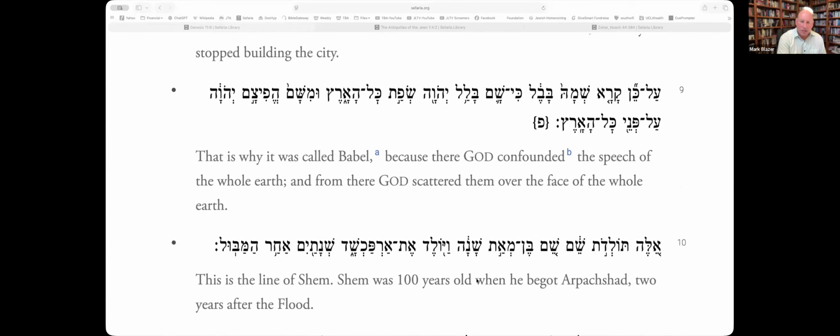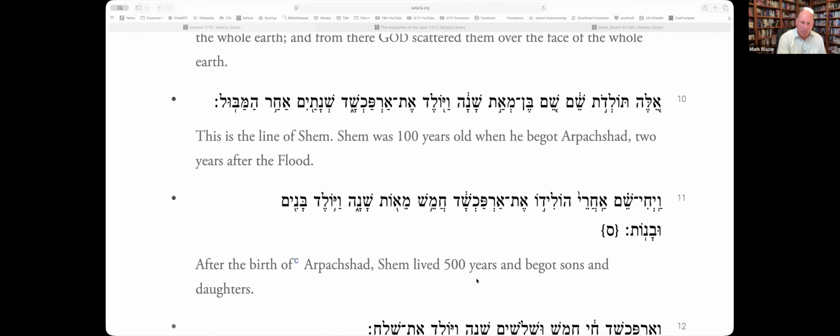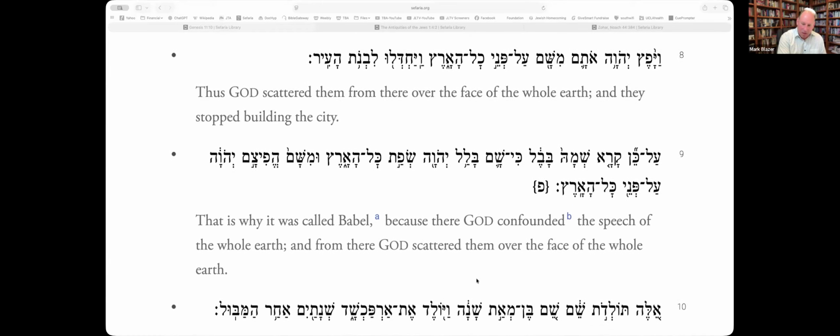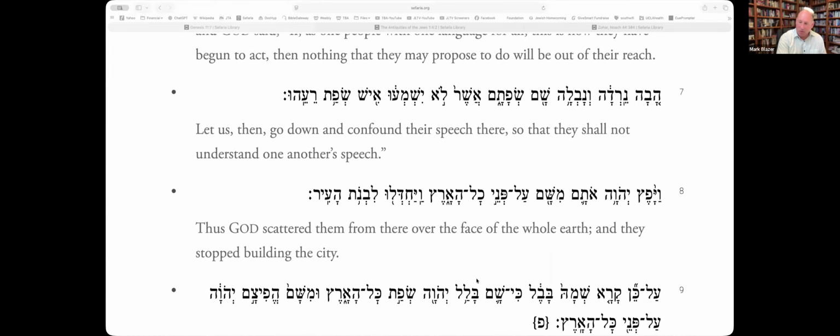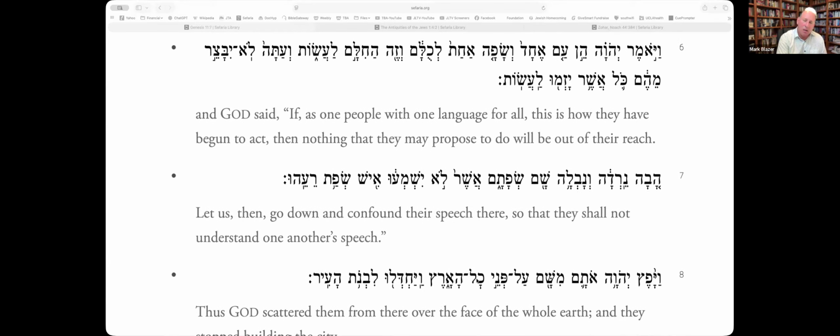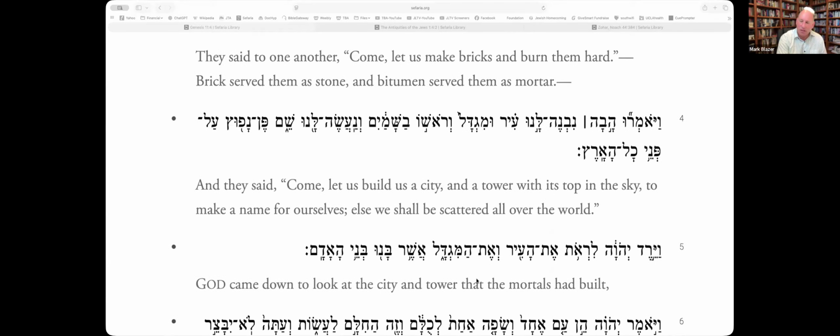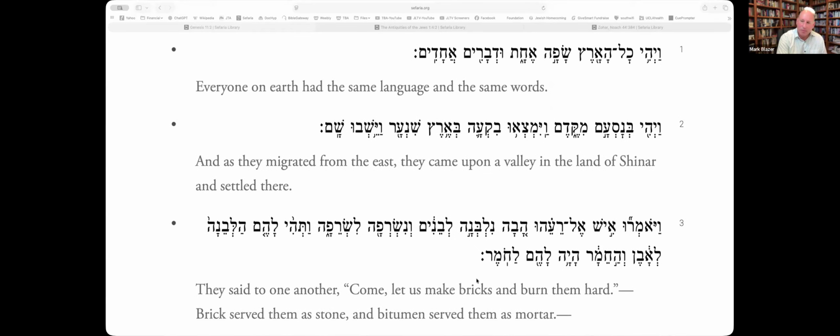And that's the story. The next line literally gets into the P author giving us the genealogy of Abraham, which we'll read next week. What do you think of this? What do you think of this 9 verse story?